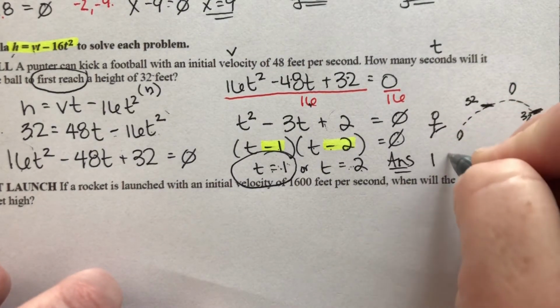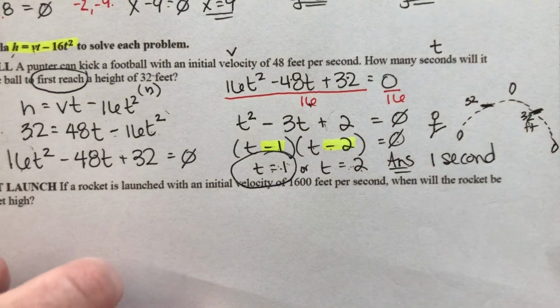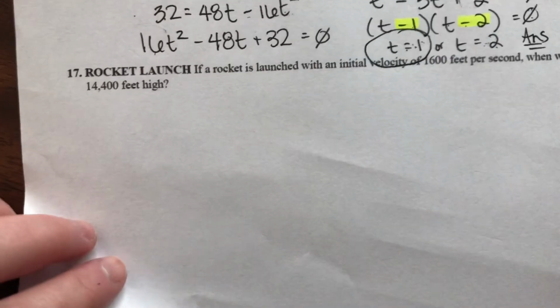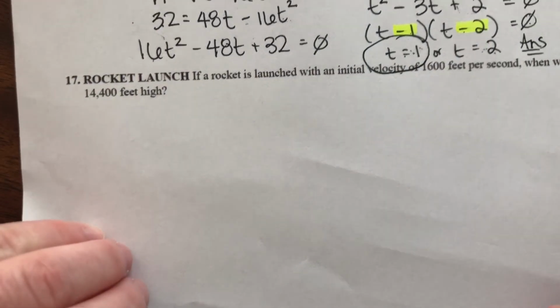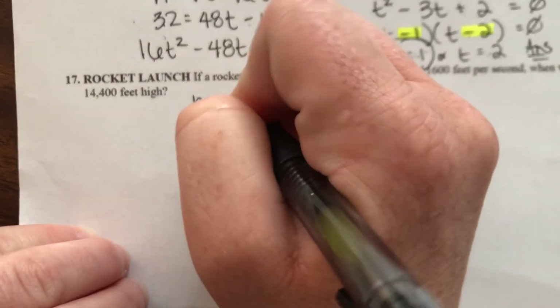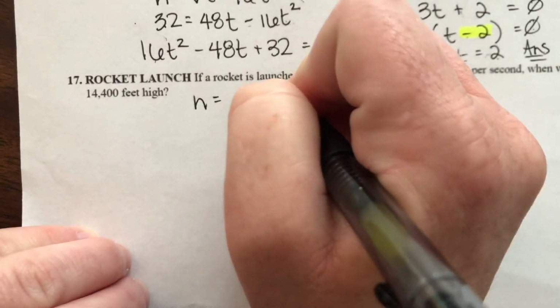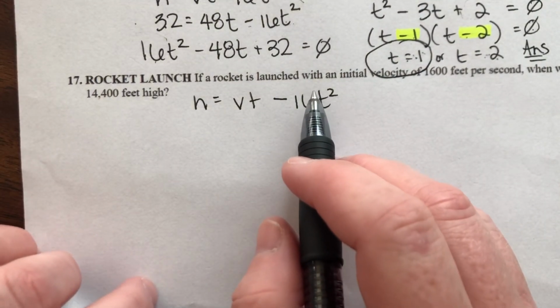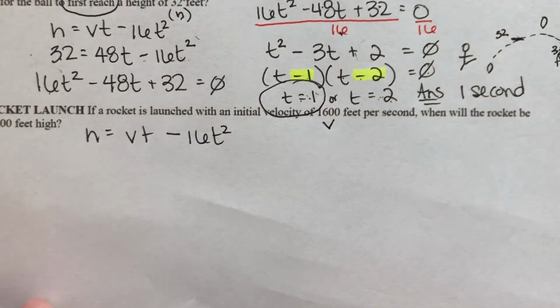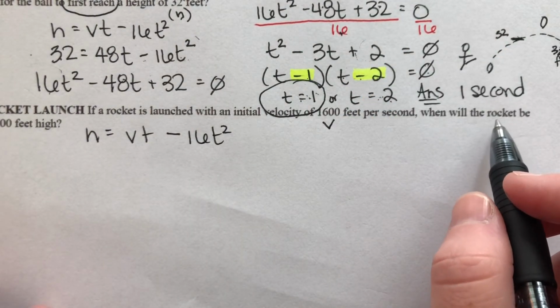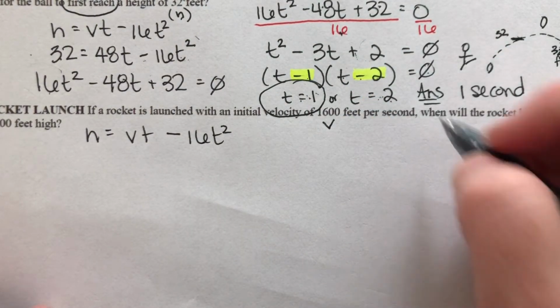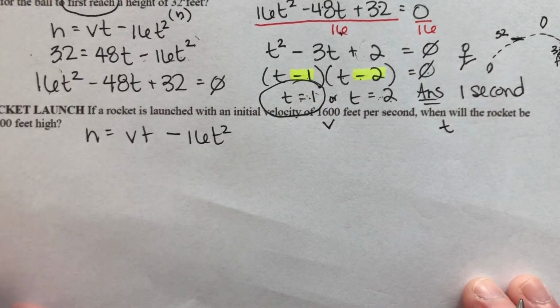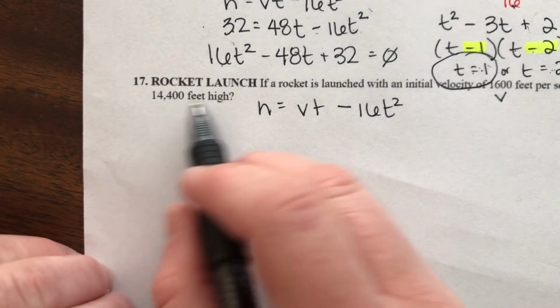Answer, 1 second. Yeah, think through it, make sure it makes sense. Okay, next one, we're going to use the exact same equation: H equals VT minus 16t squared. If a rocket launched with an initial velocity of 1,600 feet per second, that's V, when will the rocket be 14,400 feet high? So we're looking for T, how many seconds will it be that high?